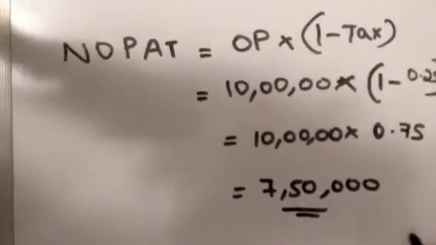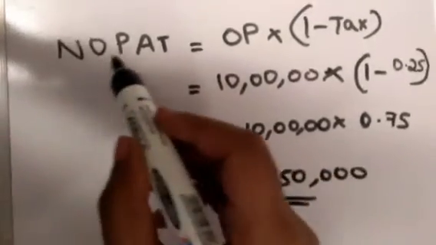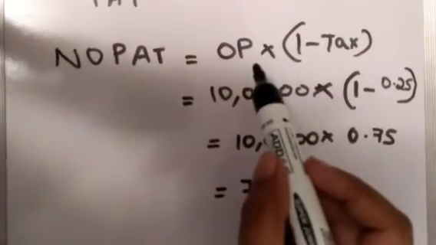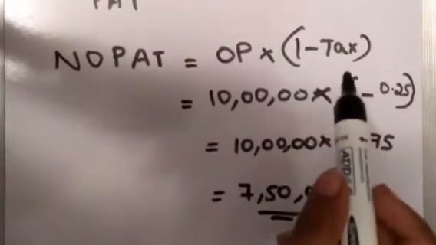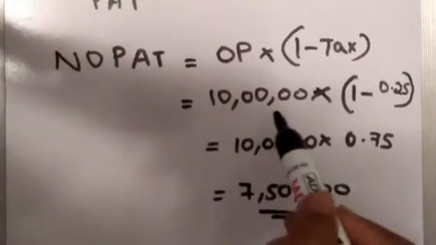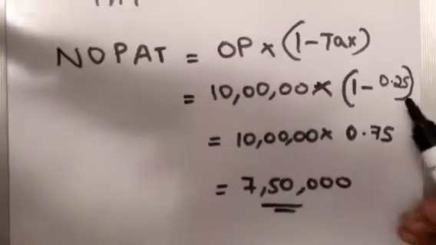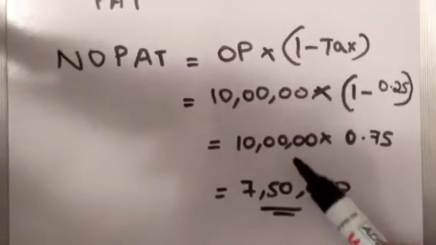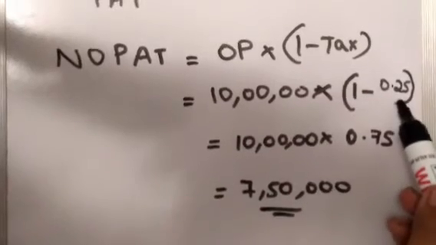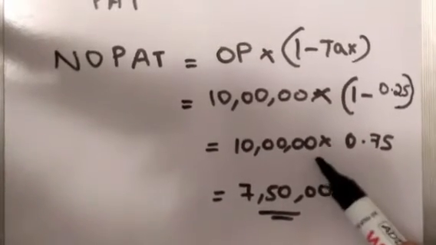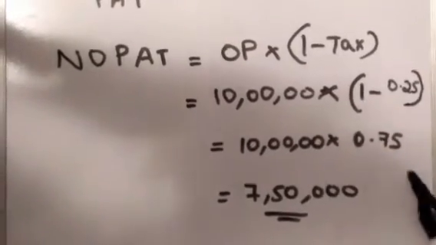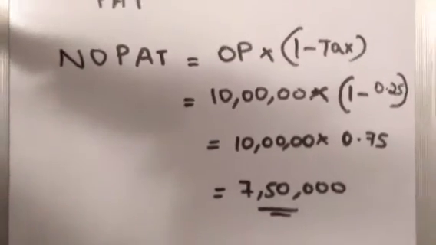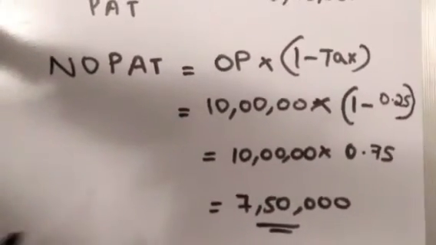I'll explain once more. To calculate net operating profit after tax, the formula is operating profit into 1 minus tax. It is given that the operating profit is 10 lakh and tax is 25%, that is 0.25. So 10 lakh into 1 minus 0.25 is equal to 10 lakh into 0.75. When we multiply, we get 7,50,000. So this is one of the methods to calculate NOPAT.